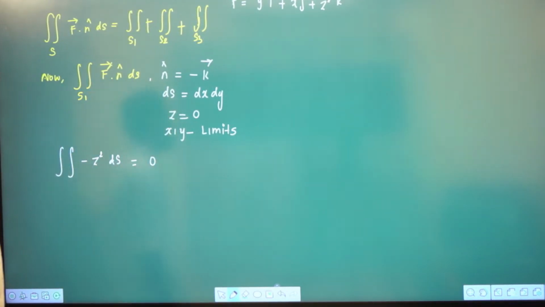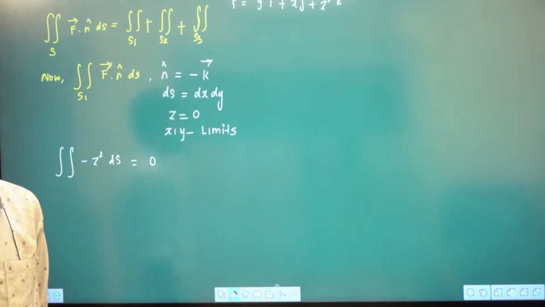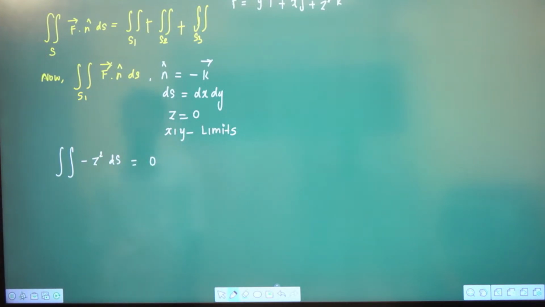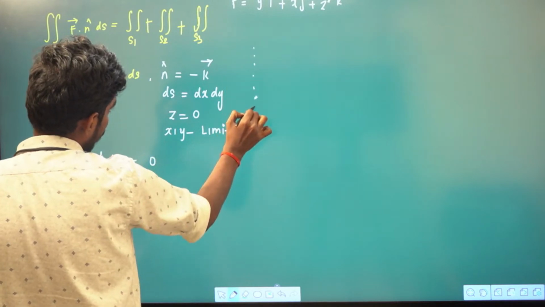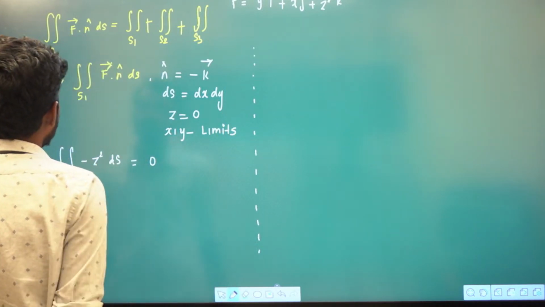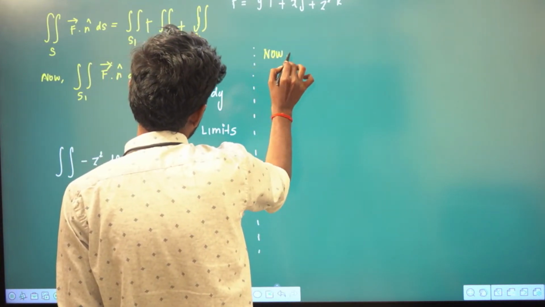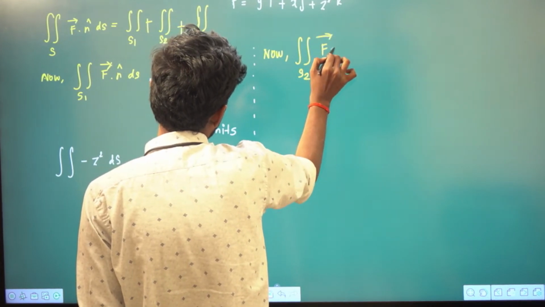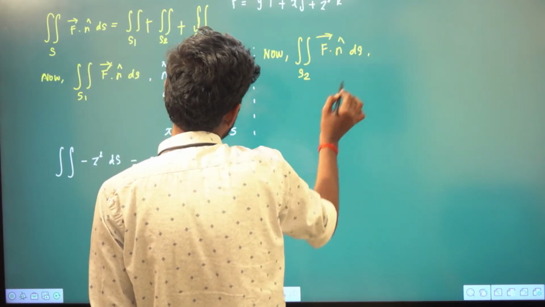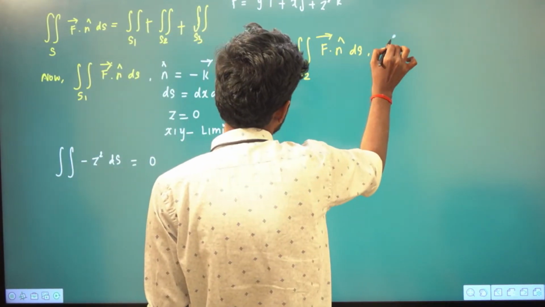You don't need to find the xy limit. It is a time waste for you. Here you're going to put z equal to 0, so we have 0 into dS, which will be 0. So your S1 is 0. Now we will find S2, the double integral over S2 of F vector dot n cap dS. Now we will find what is your n cap, what is your dS.